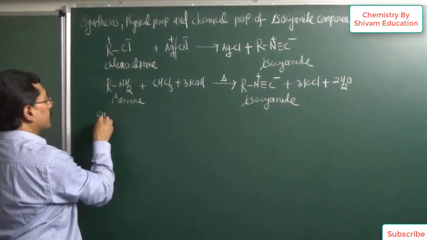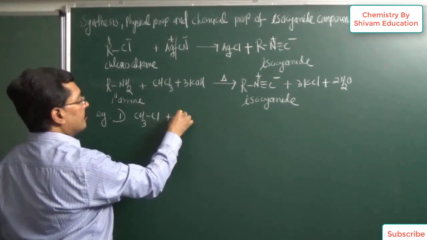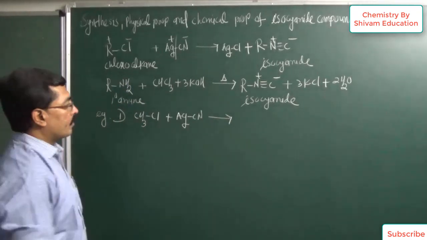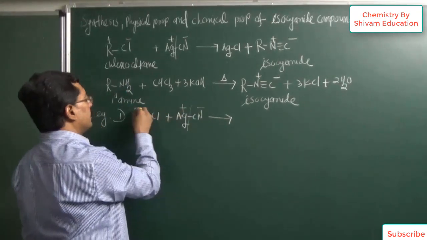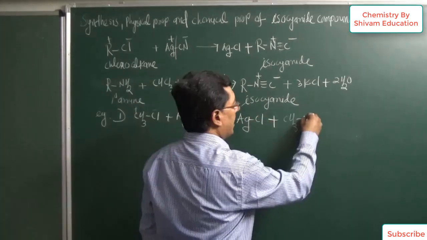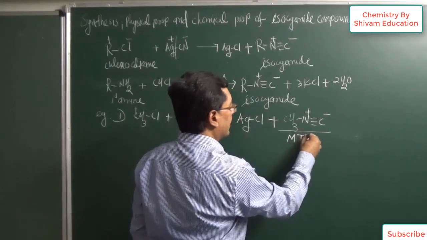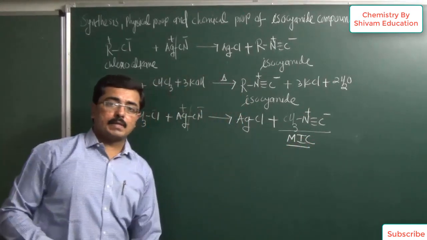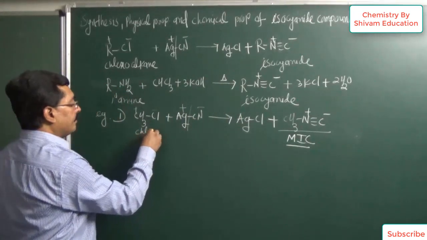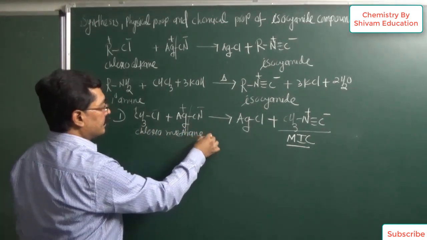Suppose I would like to give example. We have chloromethane. Now this chloromethane is allowed to react with the silver cyanide. Now chloromethane on reaction with the silver cyanide, silver reacting with this chloride, we are getting silver chloride, and methyl isocyanate. This is known as in short MIC. MIC means methyl isocyanate. So highly toxic compound will be obtained when chloromethane is allowed to react with the silver cyanide.